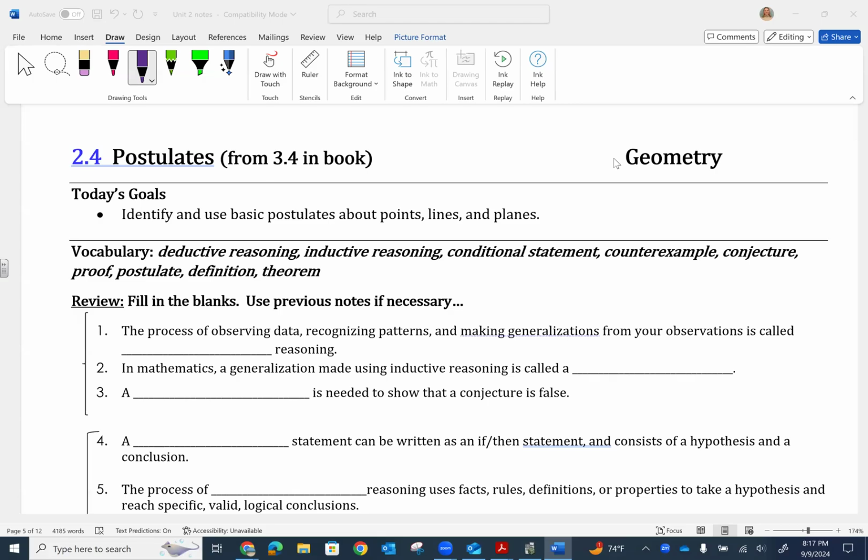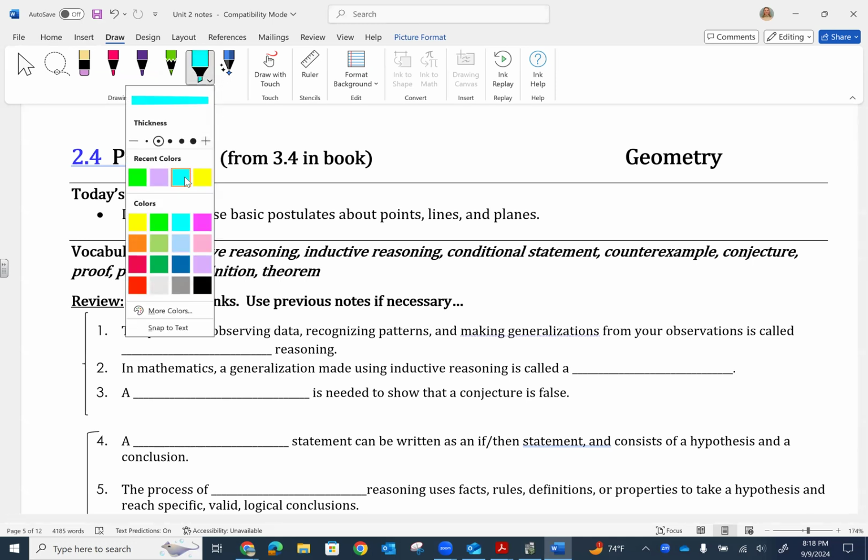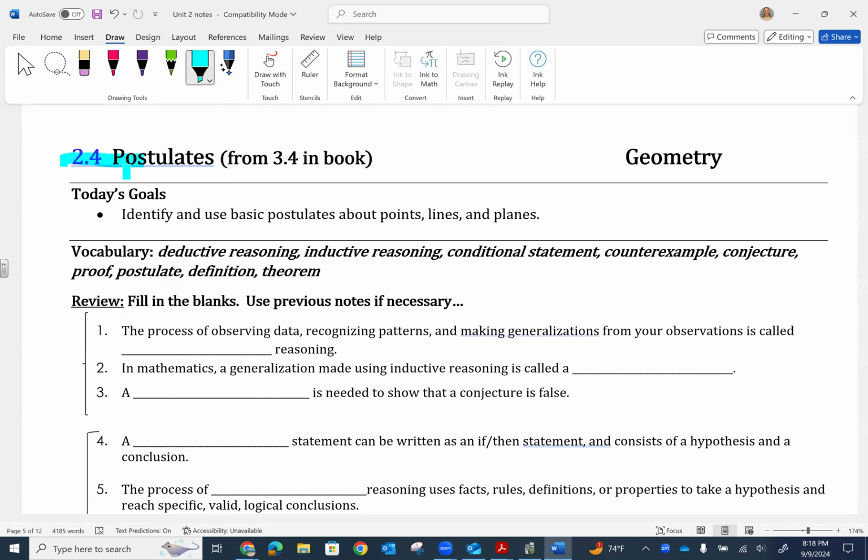Okay, so today we're going to be talking about postulates. And if you recall from our very first notes, there are five parts that we're going to be using during geometry. One of them was a theorem, and a theorem is something that can be proven. An axiom or a postulate is something that is true without proof.